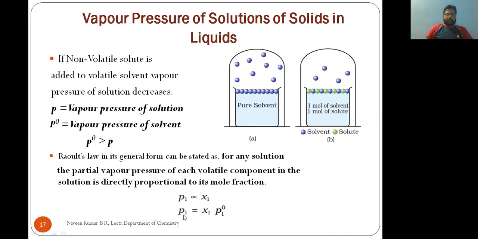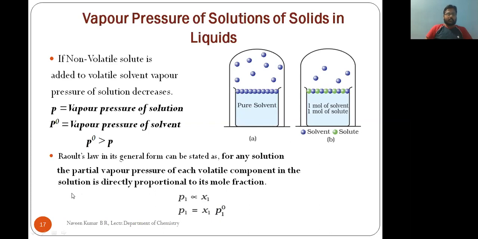So the same relationship. P is equal to mole fraction times P naught, where P naught signifies the vapor pressure of the same liquid in its pure form. P naught is the vapor pressure in its pure form, and can be taken as a constant.